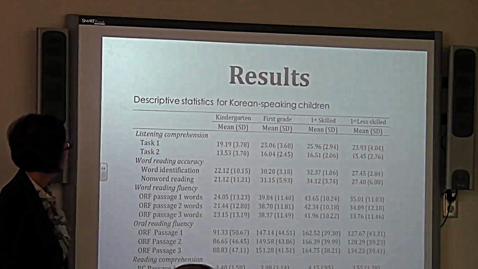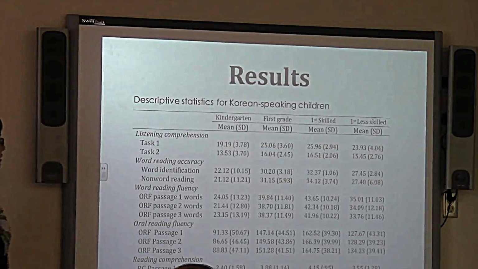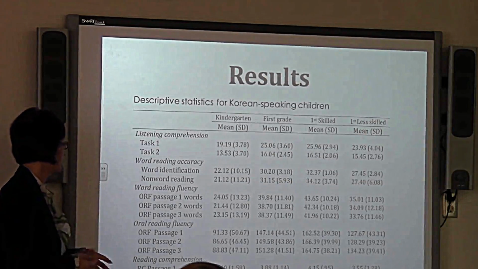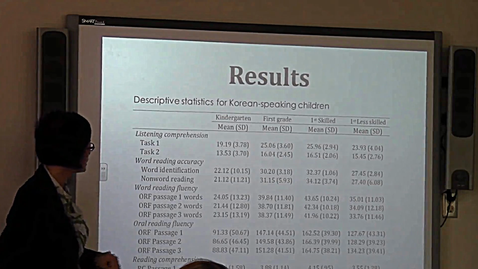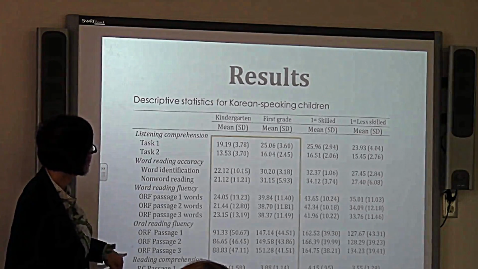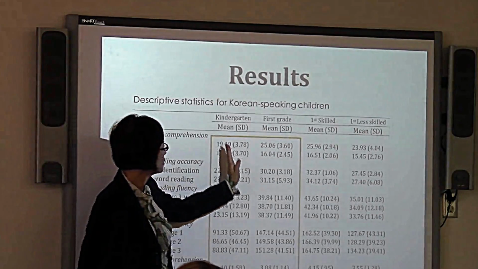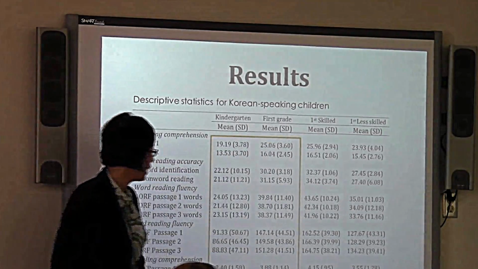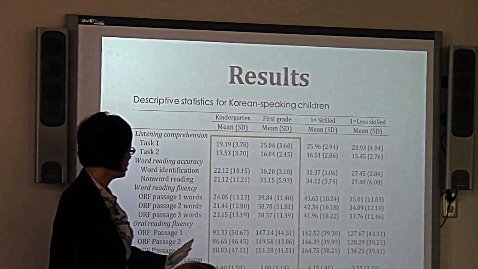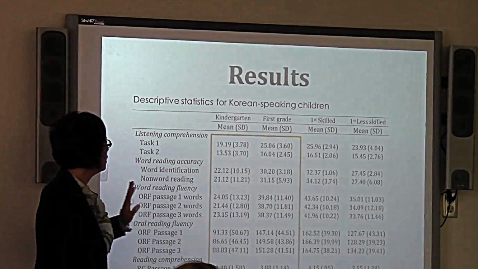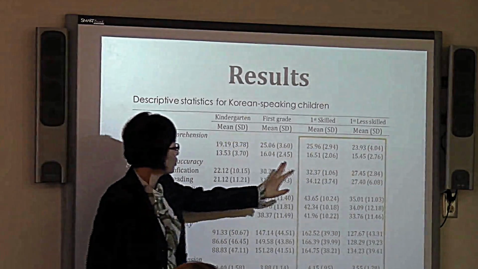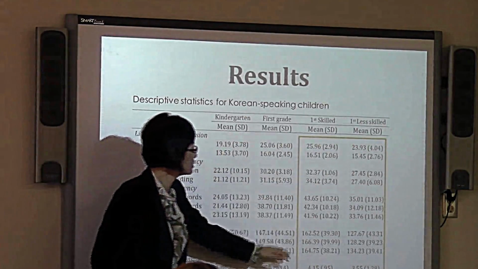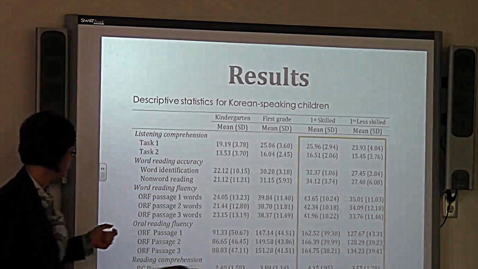That's the main point. For Korean-speaking kids, there's no norm. The assessments were developed and there's no norm information. So one thing you might want to look at is the difference between kindergartners and first graders. First graders performed better than kindergartners in all the measures. And skilled word readers in first grade performed better in all the measures than less skilled word readers.